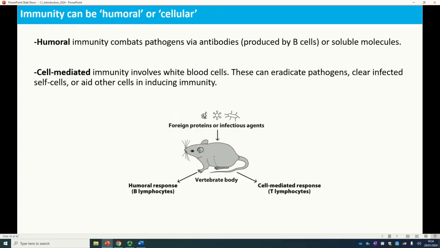And then, as we mentioned, immunity can be innate or adaptive, but it can also be humoral or cell-mediated. So humoral basically means secreted or soluble factors. So we might think here about antibodies because they're secreted and soluble. So antibodies are secreted by B cells or B lymphocytes. And then we have the cell-mediated arm. So cell-mediated is involving your white blood cells, for instance, T cells, T lymphocytes. And these will directly eradicate pathogens as well as target perhaps transformed self cells, and they basically play a key role, and that's just shown in the diagram here, that we can have a humoral response as well as a cell-mediated response.